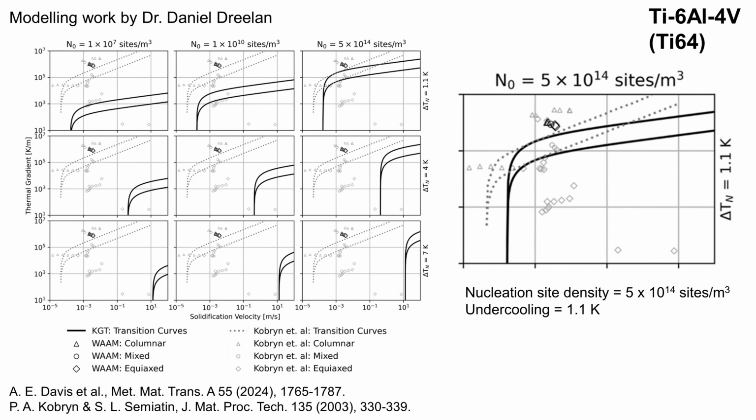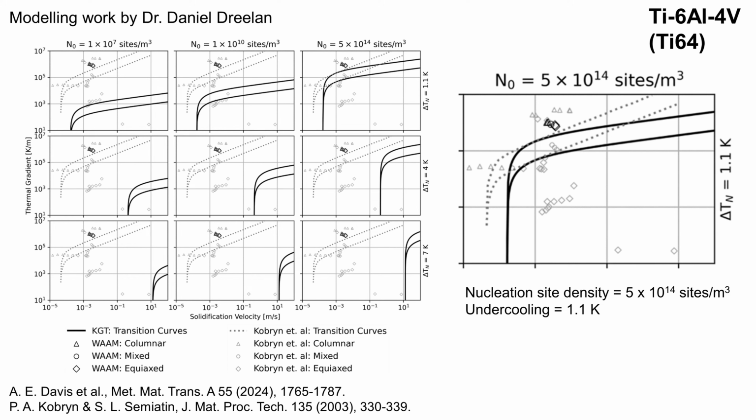However, using the provided Hunt map, we can use Cobrin and Semiatin's work to glean some information on this nucleation site density. If we plot our model using standard Ti-6-4 for a variety of undercoolings and nucleation site densities on Hunt maps, which include the columnar and equiaxed condition boundaries, we can see that the best fit to Cobrin and Semiatin's data is a nucleation site density of 5 × 10^14 sites per meter cubed, and an undercooling of 1.1 Kelvin, which approximately matches our initial undercooling estimate shown before.